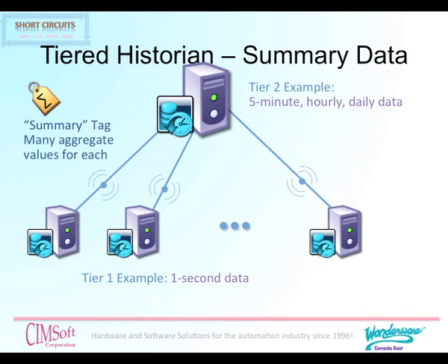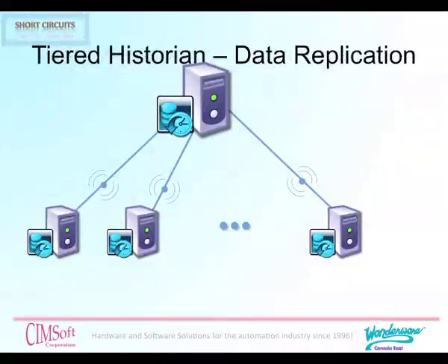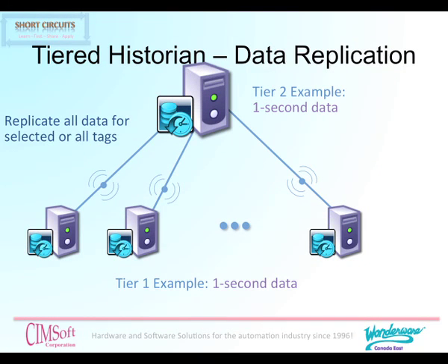Another example would be to use a Tier 2 historian to summarize data so that none of the data is actually being summarized in the Tier 1 server. It is just all being replicated up to the Tier 2 server, and then all of the aggregation takes place at that time. And the last example would be a total data replication where all of the data from the Tier 1 server at 1-second intervals is being replicated back up to a Tier 2 server.